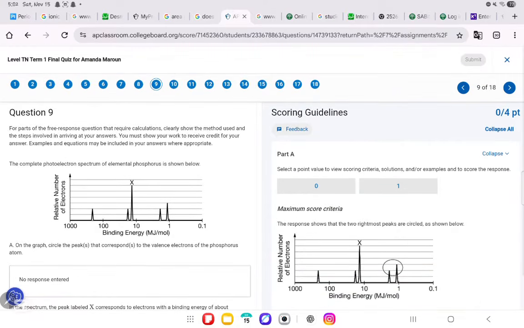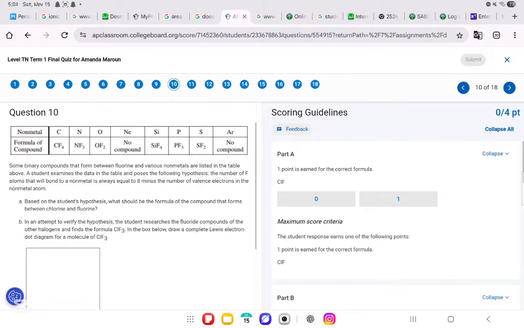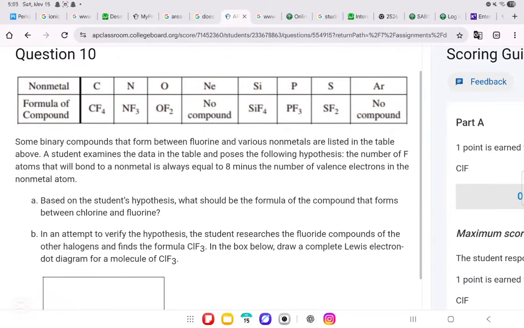We'll move on to question number 10. It says, some binary compounds that form between fluorine and various nonmetals are listed in the table above. A student examines the data in the table and poses the following hypothesis. The number of F atoms that will bond to a nonmetal is always equal to 8 minus the number of valence electrons in the nonmetal atom. Based on the student's hypothesis, what would be the formula for the compound that forms between chlorine and fluorine?